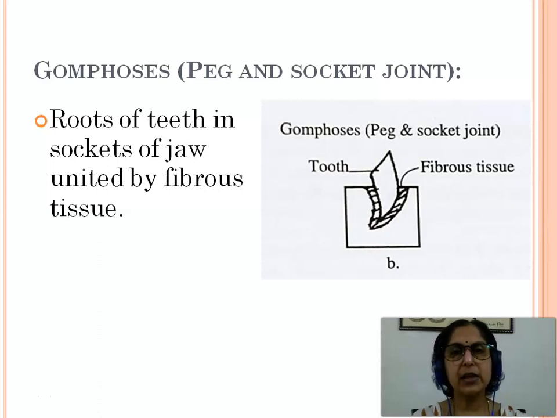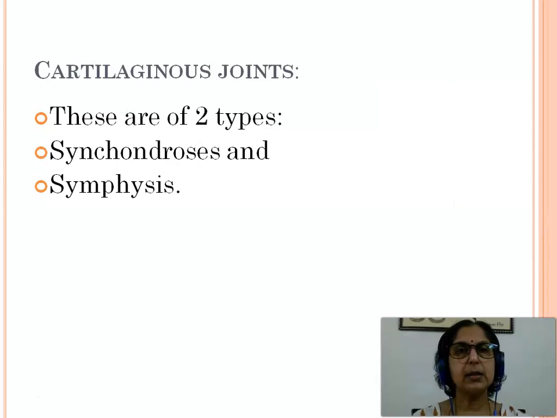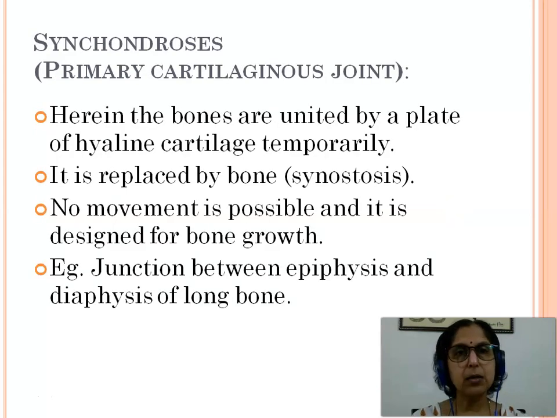So we've studied all the 3 types of fibrous joints: sutures, syndesmosis and gomphoses. Now let us see the cartilaginous joints. These are of 2 types: synchondrosis and symphysis. Synchondrosis, also known as primary cartilaginous joint. Herein, the bones are united by a plate of hyaline cartilage which is temporarily situated.